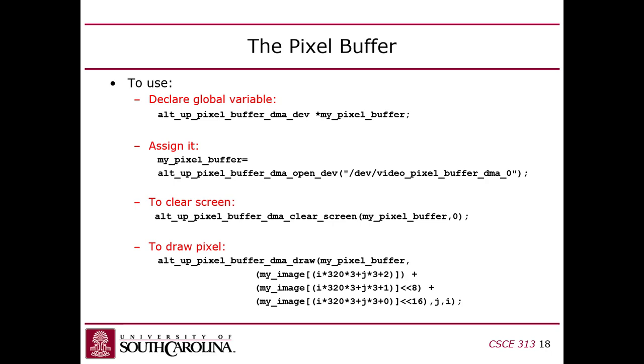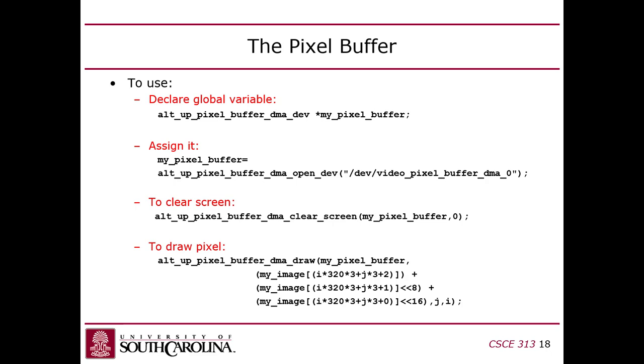So to clear the screen, you just say clear screen, my pixel buffer, and then the color that you want to clear it with is 0. And then if you want to draw a pixel, you just say draw my pixel buffer. Now in this case, the second thing you send in after my pixel buffer is the color, right?